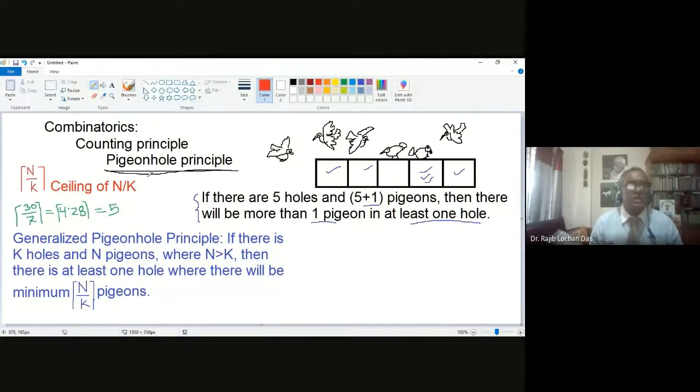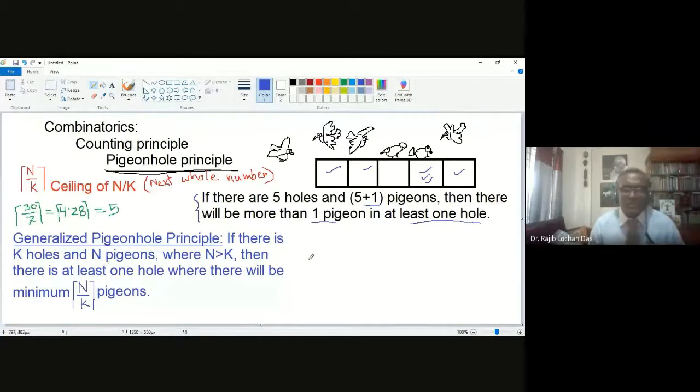So this is called ceiling, and floor means the previous whole number. So we are not using floor here, we are using the ceiling. So it is called the generalized pigeonhole principle. In the generalized pigeonhole principle, we are taking any k, any n, and the number of pigeons is higher than the number of holes. So this is the situation.